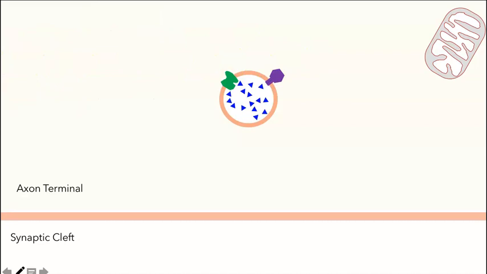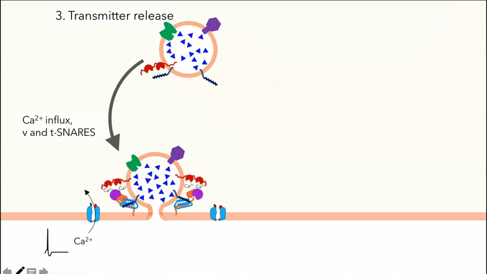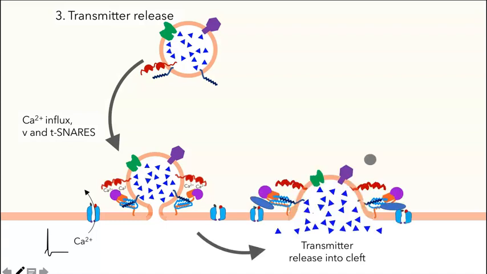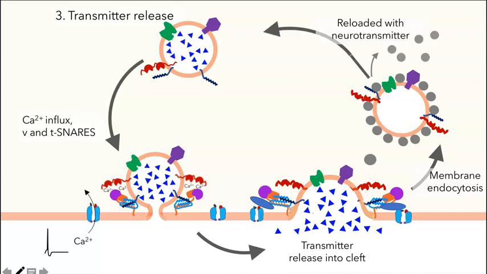Once the vesicles are loaded, then they need to be released. Remember that transmitter release is going to involve the arrival of an action potential at the terminal, influx of calcium, and then interactions between v- and t-SNAREs. The transmitter can be released into the cleft, where it can diffuse across and interact with the postsynaptic cell, and the membrane itself will be endocytosed, and then it can be reloaded with neurotransmitter using the machinery I talked about earlier.